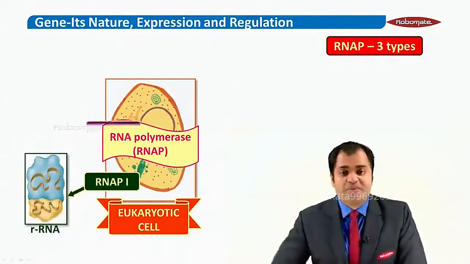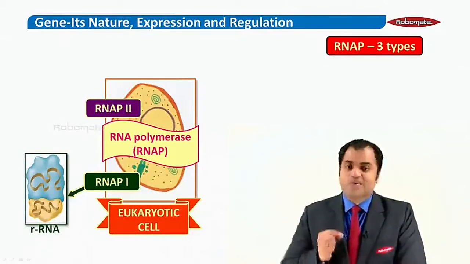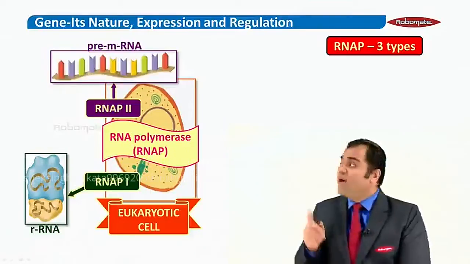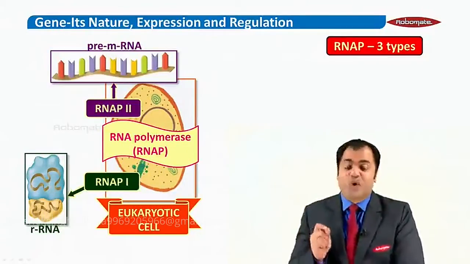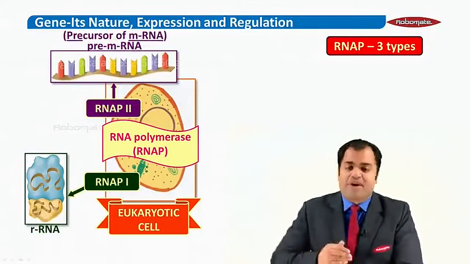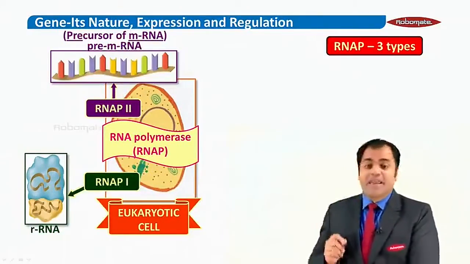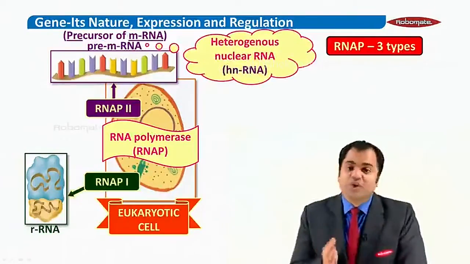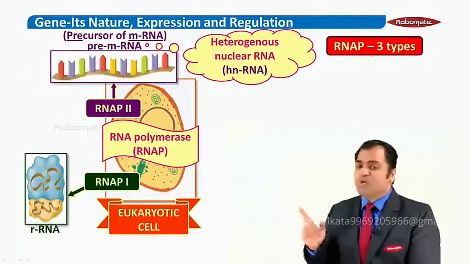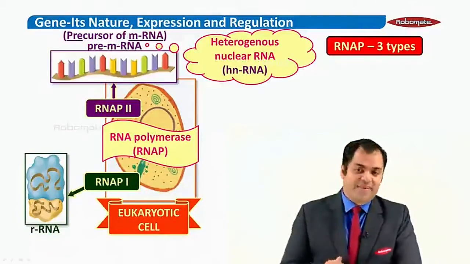Then there's one more type of polymerase called RNAP2. Now RNAP2 is involved in formation of something called pre-mRNA. What is pre-mRNA? Pre-mRNA stands for precursor of mRNA, or you can also call it premature mRNA. Why? I will tell you in a bit. Is that okay? Now this pre-mRNA is also called heterogeneous nuclear RNA or hnRNA. So we can say that RNAP2 is involved in the synthesis of pre-mRNA or hnRNA.